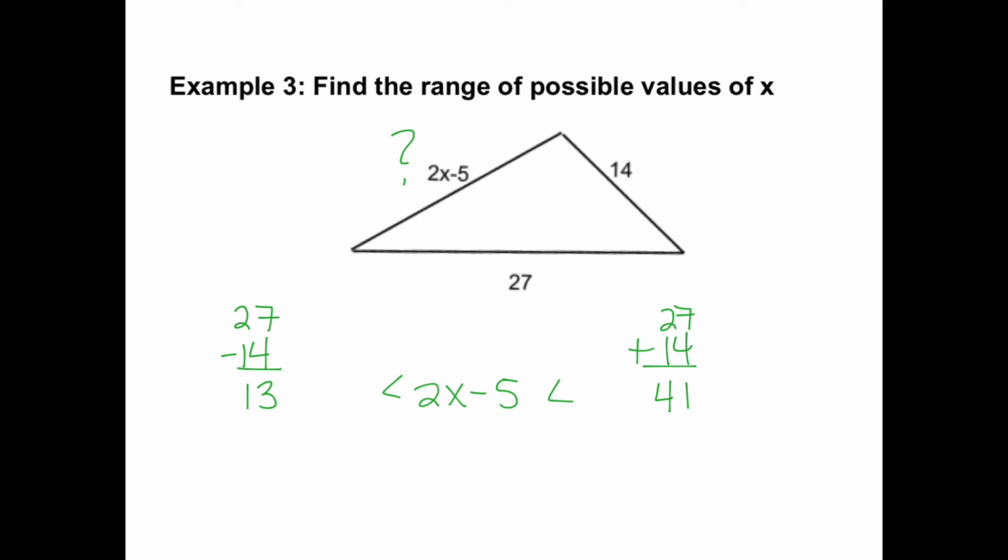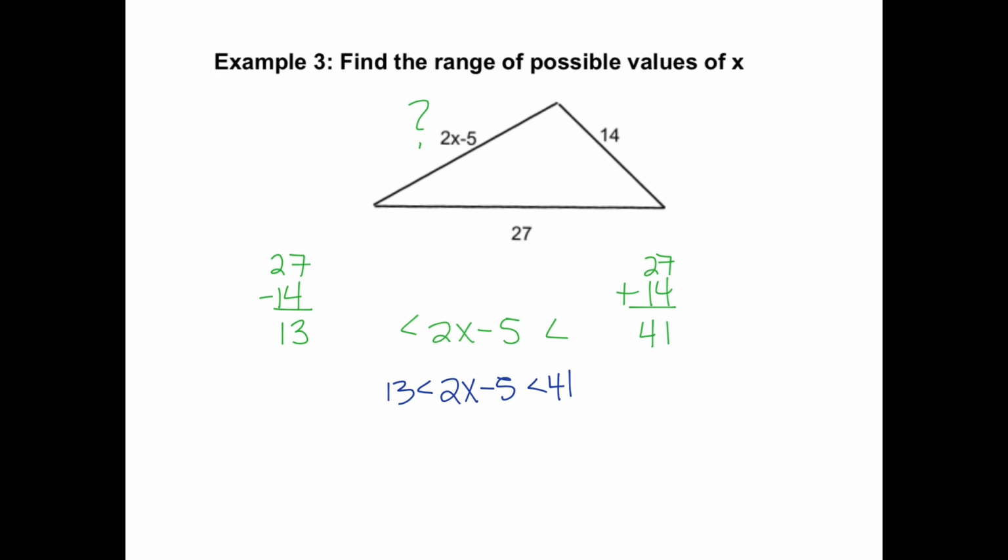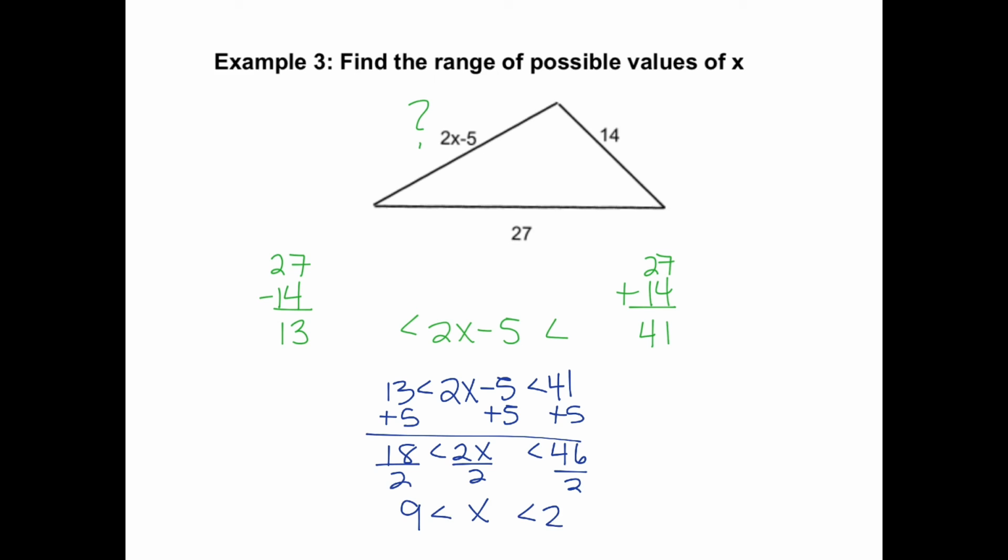So in this case, this 2x minus 5 side is somewhere between a length of 13 and a length of 41. So this is the inequality that I'm solving here. Okay, so actually let me go ahead and rewrite that a little bit neater. Okay, so solving this compound inequality, this is something you guys did back in Algebra 1. We're going to add the 5 to all three pieces. So I'm going to get 18 is less than 2x, which is less than 46. And then I'm going to divide all three pieces by 2. So 9 is less than x, which is less than 23.